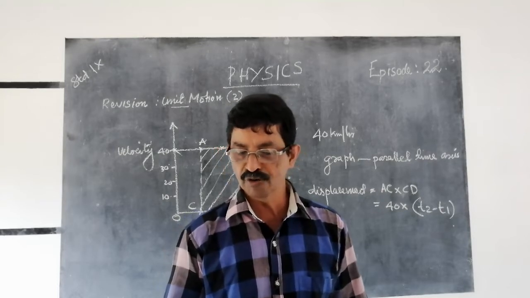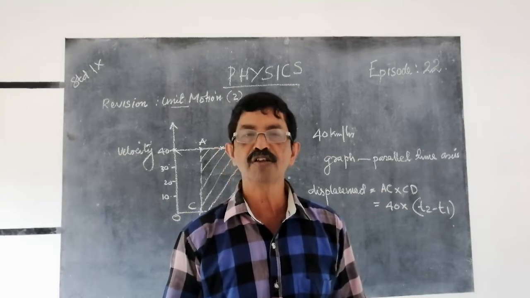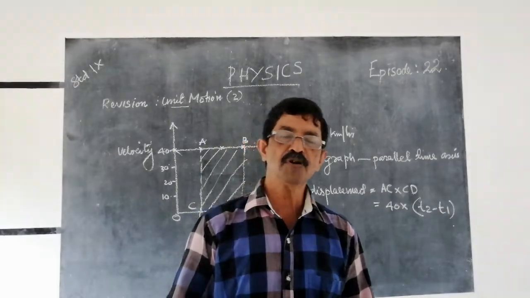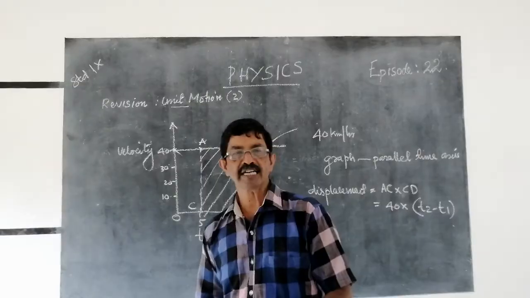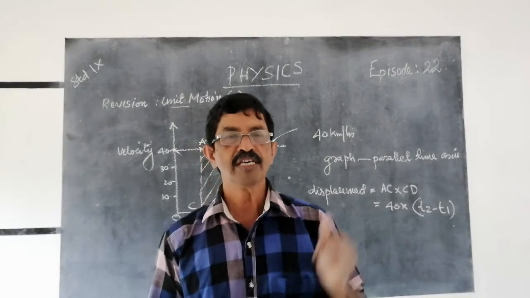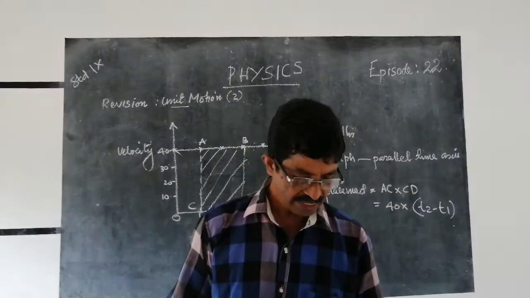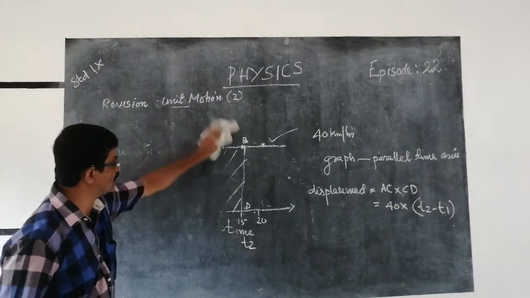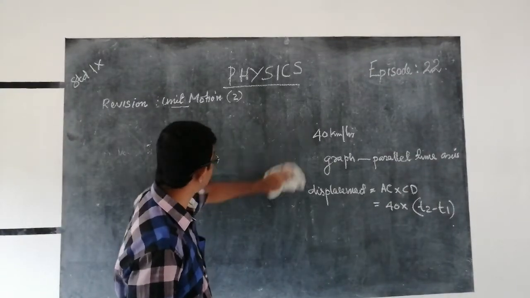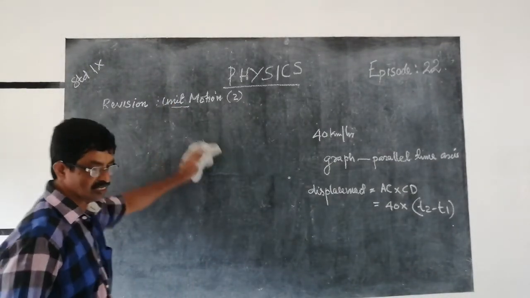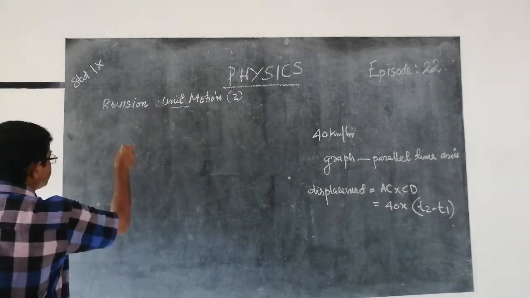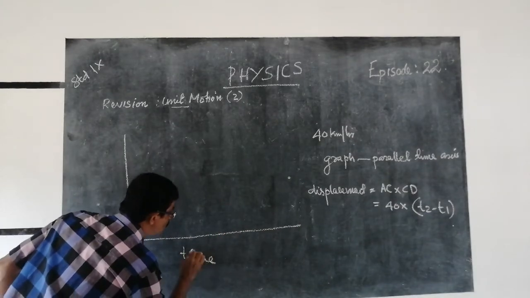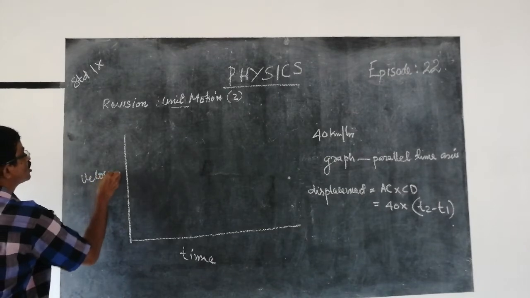Can we study about uniformly accelerated motion by using a velocity time graph? Can we study the properties of a uniformly accelerated motion by using a velocity time graph? See, in the case of a uniformly accelerated motion, here time, here velocity.